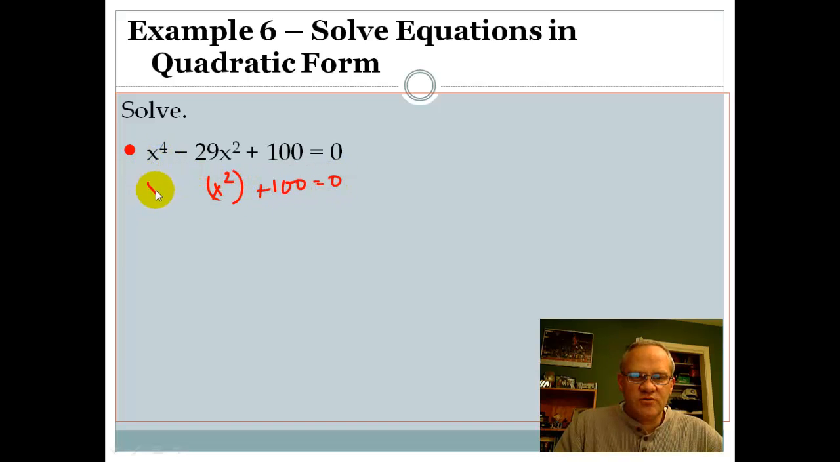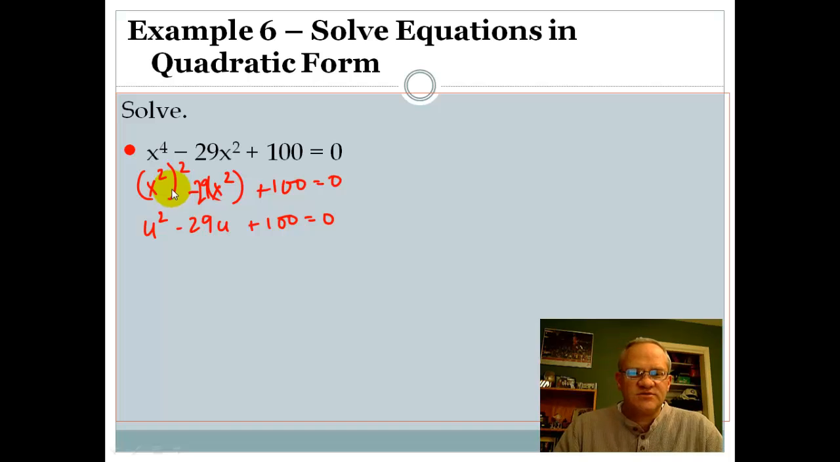And then this would be what? X squared, squared. Oops, I forgot the 29 in there. 29. All right, so again, think of this as just being one variable. If it helps you to think of this as being like u squared minus 29u plus 100, then do that. If you can kind of keep it straight with the x squared there, then that's fine. Basically, we're going to factor this.